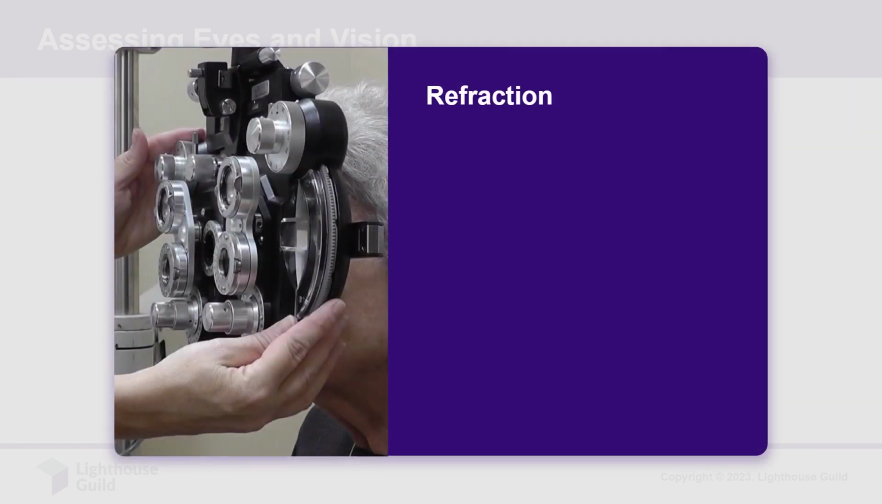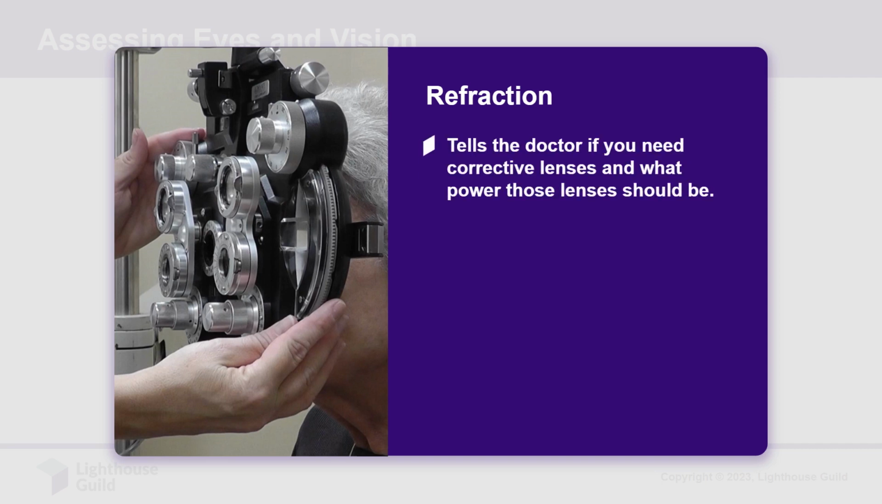Refraction. During an eye examination, ophthalmologists and optometrists may perform an eye refraction test. This tells the doctor if you need corrective lenses and what power those lenses should be. The test will also identify conditions that affect vision, such as astigmatism, hyperopia, myopia, and presbyopia.